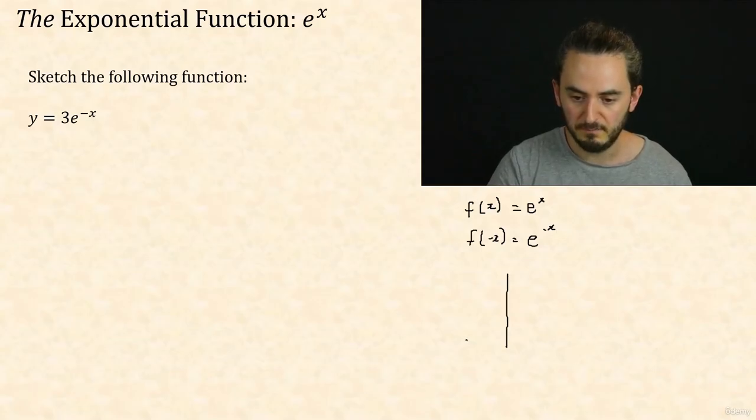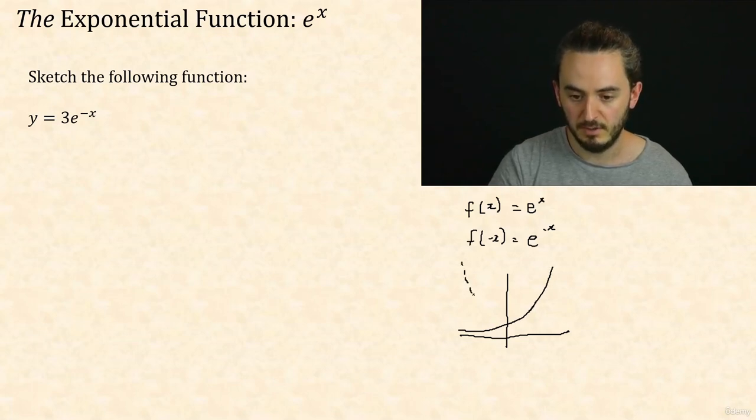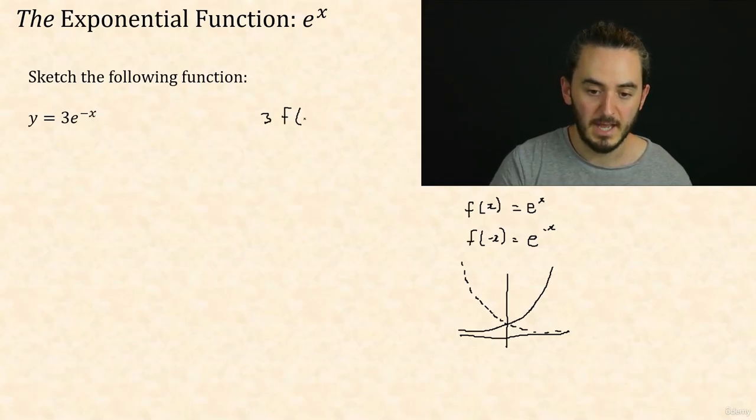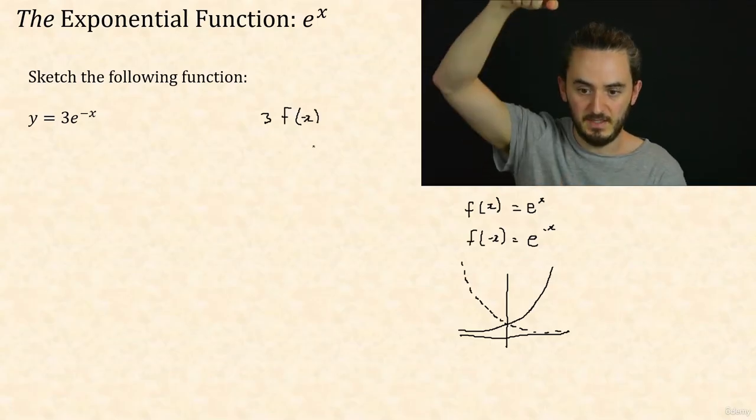So you can have plenty of rough sketches here. So here's e to the x. So a reflection is going to look like this. So that's e to the minus x. And now we're just multiplying it up by 3. So that's a kind of 3f of x transformation, or 3f of minus x. So that stretches it like this.